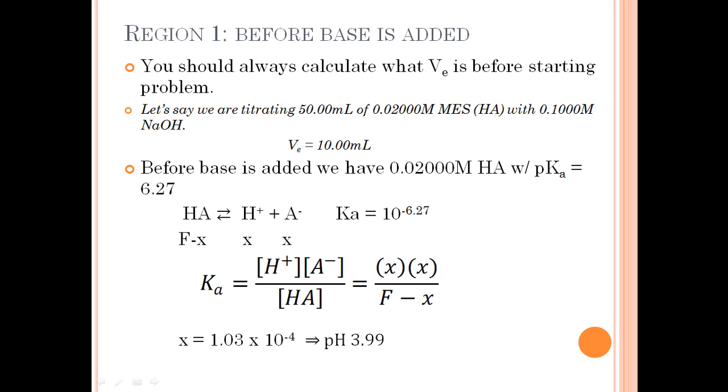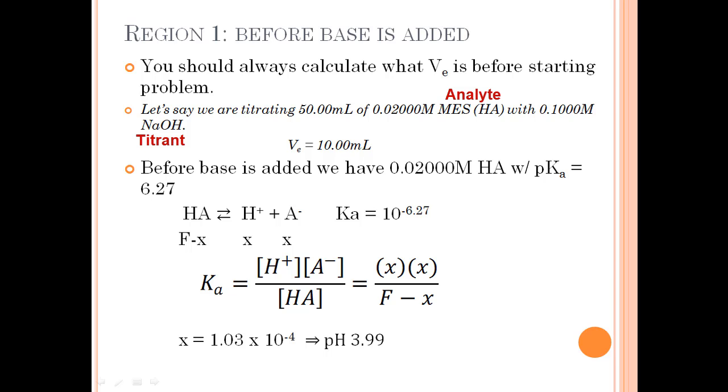Let's go ahead and do a problem so we can get accustomed to how these things go. All right, so region 1, before base is added. Anytime you do any type of titration problem, the first thing you should do is figure out what the equivalence point is. So let's say that we're titrating 50 mL of 0.02000 molar MES. Now MES is just an abbreviation for 2-N-morpholinoethane sulfonic acid. You would never remember that, but that is a weak acid, and I've told you, you could see it because I've put HA. So 50 mL of this weak acid, and you're titrating it with 0.1 molar sodium hydroxide.